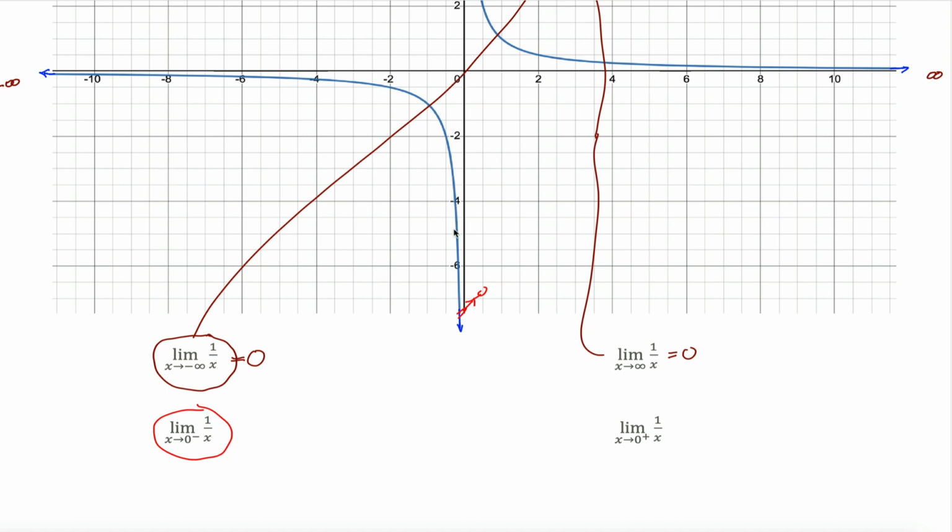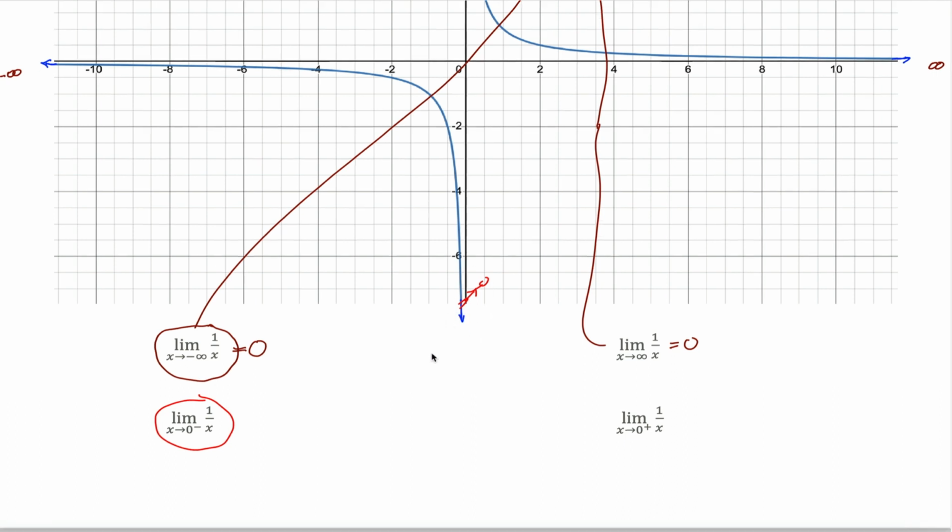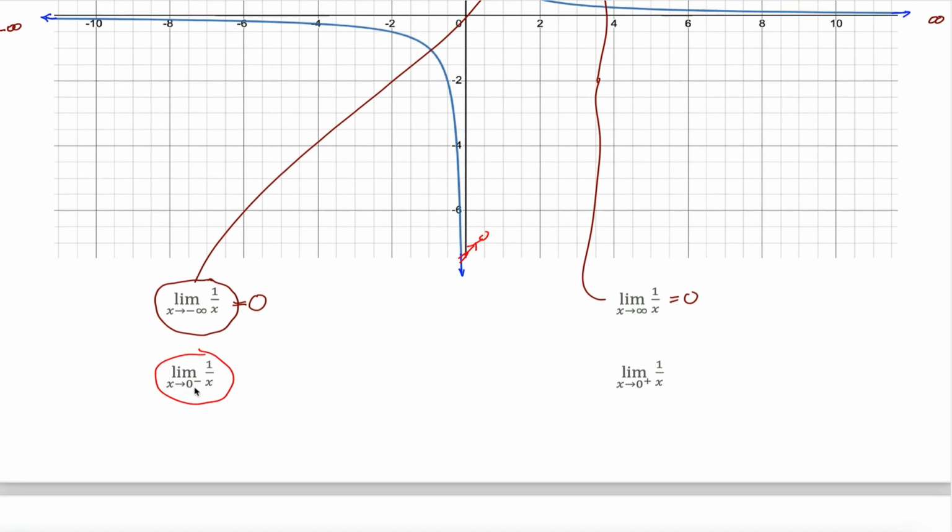Well, this hiker just keeps going down, down, down, down, down this infinitely steep cliff. Their height doesn't approach any number. It gets infinitely far negative. How can we capture that idea using limits? What we do is we say that the limit as x approaches 0 from the negative side of 1 over x is equal to negative infinity.